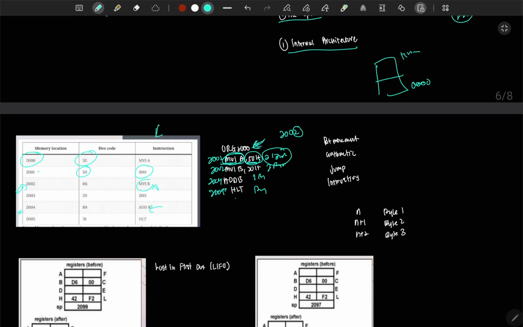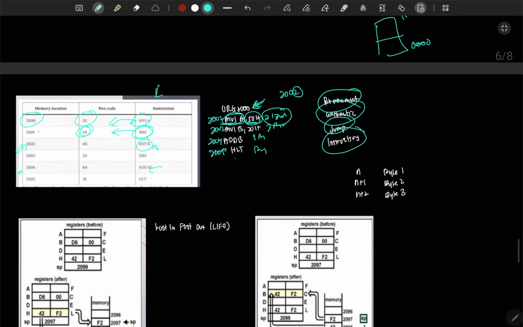So the first byte is move A. So this is its hex code. Second byte. So in some cases it would be longer, maybe move A, maybe it's 16-bit data, so you need to be familiarized with that. Then we have bit movement, arithmetic movement, jump movement and instruction. These are something that will be explained in the later slides.